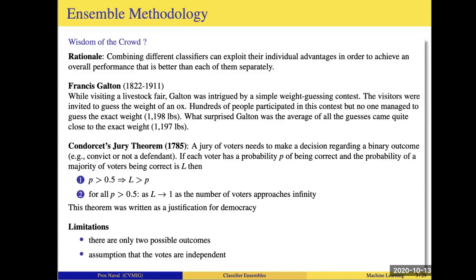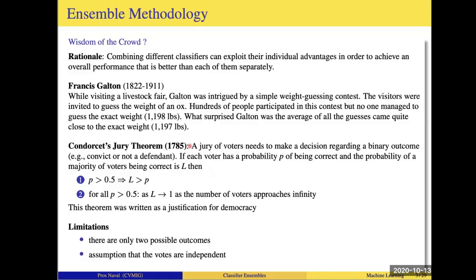Now, about half a century before Galton, the Marquis of Condorcet formulated Condorcet's jury theorem, which states that if each member of a group of voters is more likely than not to make a correct decision, that means that each member will have a probability of greater than 50% of being correct, then the probability that the majority vote of the group is the right decision increases as the number of members increases.